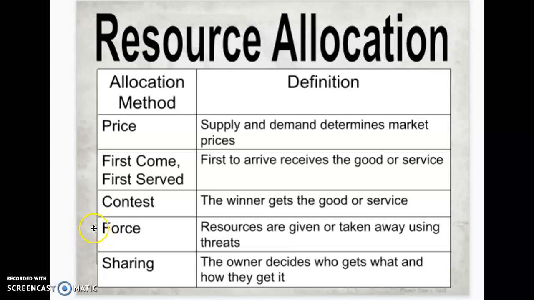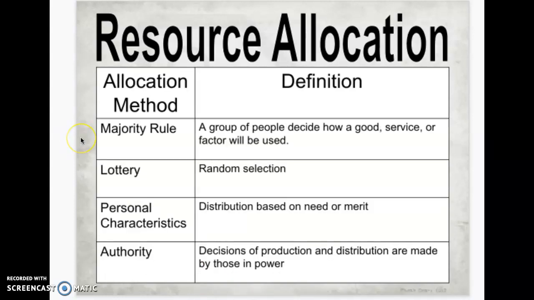Some of you might respond to that threat and others might not. We could share it. So we could decide, on Mondays, these 5 get it. Tuesdays, these 5. So typically in sharing, the owner gets to decide who gets the resource and how they get it. Other ways to allocate goods are by majority rule.